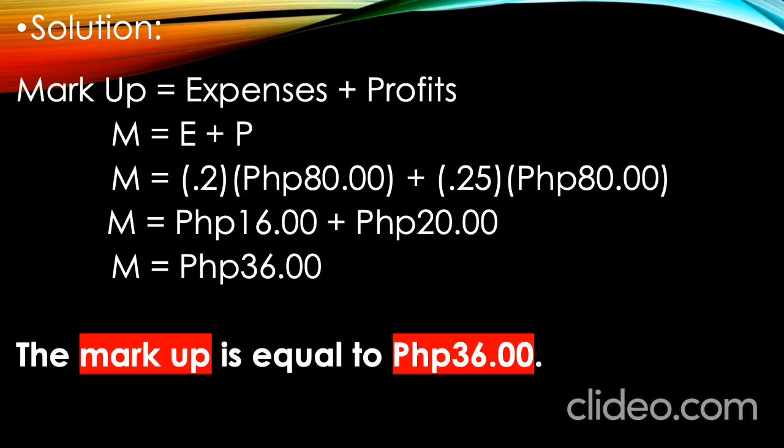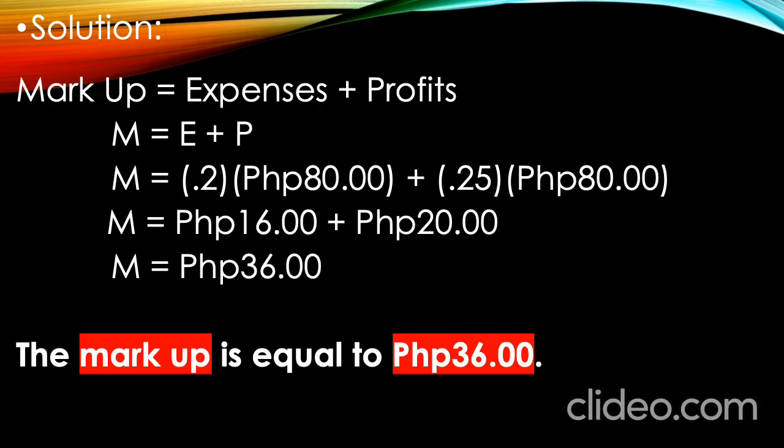Solution. Markup is equal to expenses plus profits, or simply M equals E plus P. Our expenses is 20% of the cost, or 20% of 80 pesos, and our profits is 25% of the cost, or 25% of 80 pesos. So 20% of 80 is 16 pesos and 25% of 80 is 20 pesos. We add these expenses plus profits and arrive at 36 pesos, which is the markup.